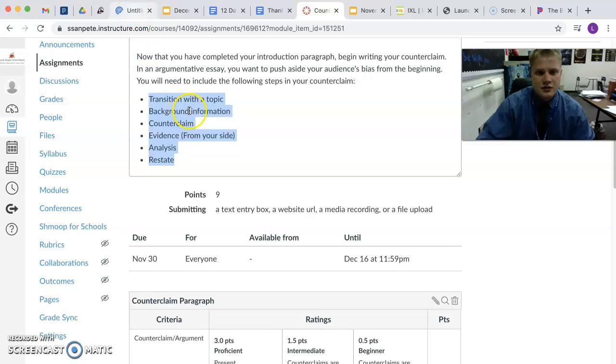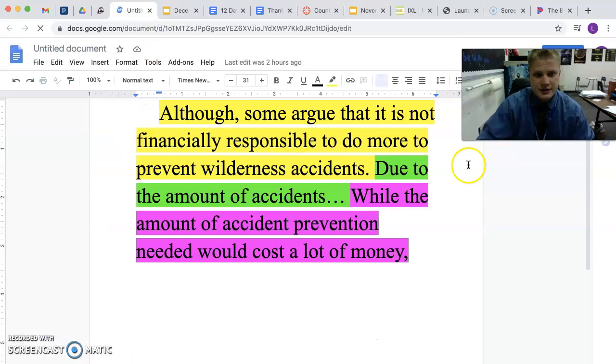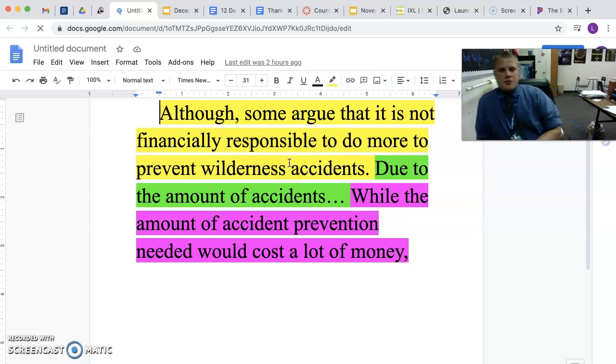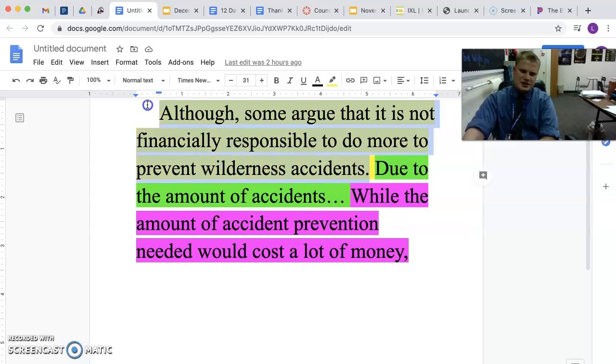Your sections are listed right here on your counterclaim assignment. To start off, I want you to do a transition with topic. So here's an example: Although some argue that it is not financially responsible to do more to prevent wilderness accidents. The transition shows that you're moving towards the opposite side. On the other hand, while, although, however, all of those signal to your reader that you are looking at the opposing side. Then you have the topic. What are they arguing and why?